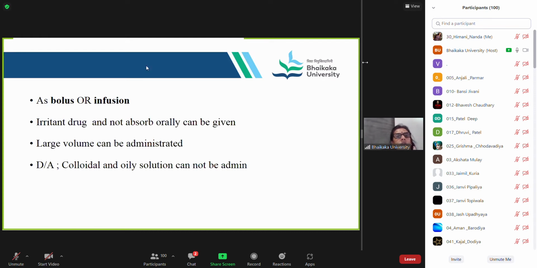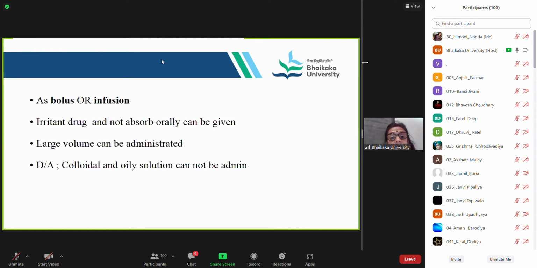That applies to the bolus and infusion. Someone said a bolus is giving the drug over a long duration. No, that is also wrong. Short duration, large dose? No, no. Okay, so you just find out. Irritant drugs and drugs not absorbed orally can be given via this route. So that is the advantage.